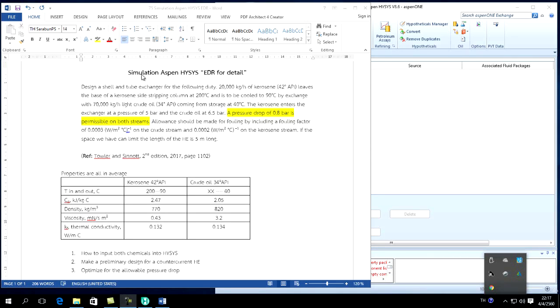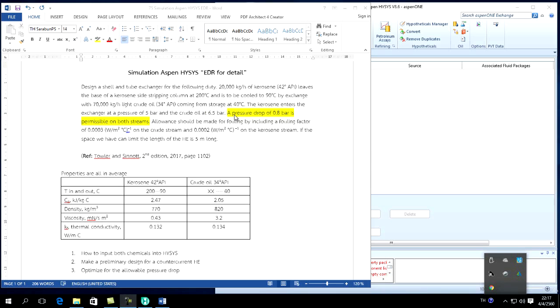Hello, this is a heat exchanger simulation practice on Aspen HYSYS, working on a shell and tube heat exchanger, and we have two chemicals. One is kerosene and one is crude oil. The kerosene will act as the hot stream and the crude oil is the cold stream.